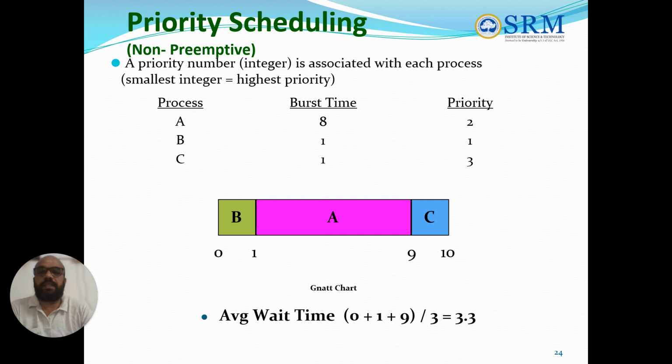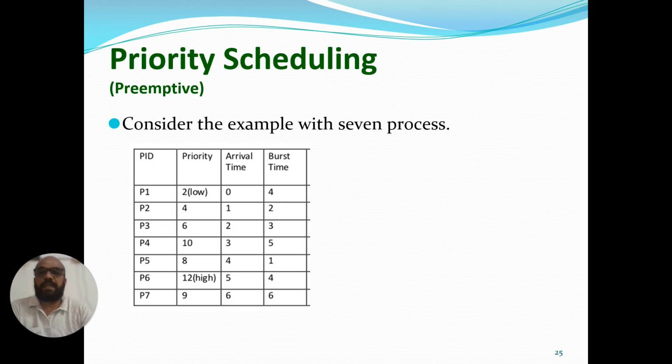When we find the average waiting time, the waiting time of A is 1, the waiting time of B is 0 and the waiting time of C is 9. So the average is 3.3.